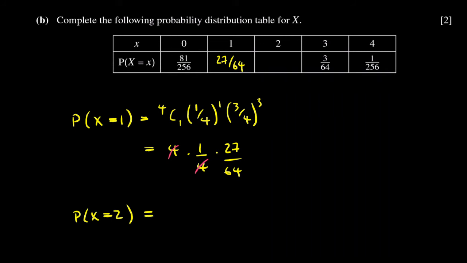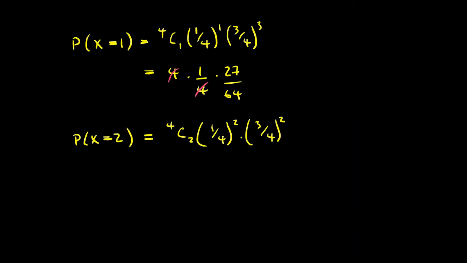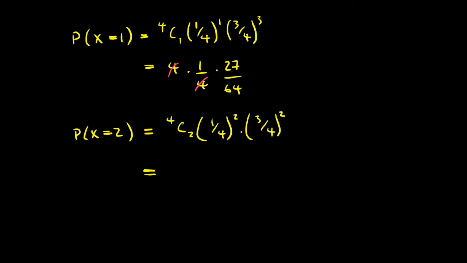Then what's the probability that x is equal to 2? It's just the same thing. 4C2, a quarter to the power of 2, times by 3 quarters to the power of 2. We just expand that out. So what's 4C2? I think it's 6. Let me just check. Yeah, that's 6. Times by 1 upon 16, times by 9 upon 16.